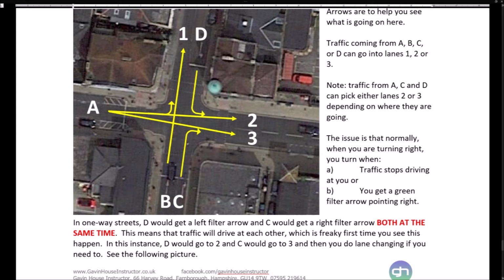In one-way streets, D would get a left filter arrow and C would get a right filter arrow, both at the same time. This means that traffic will drive at each other, which is freaky first time you see this happen. In this instance, D would go to 2 and C would go to 3, and then you do lane changing if you need to. See the following picture.